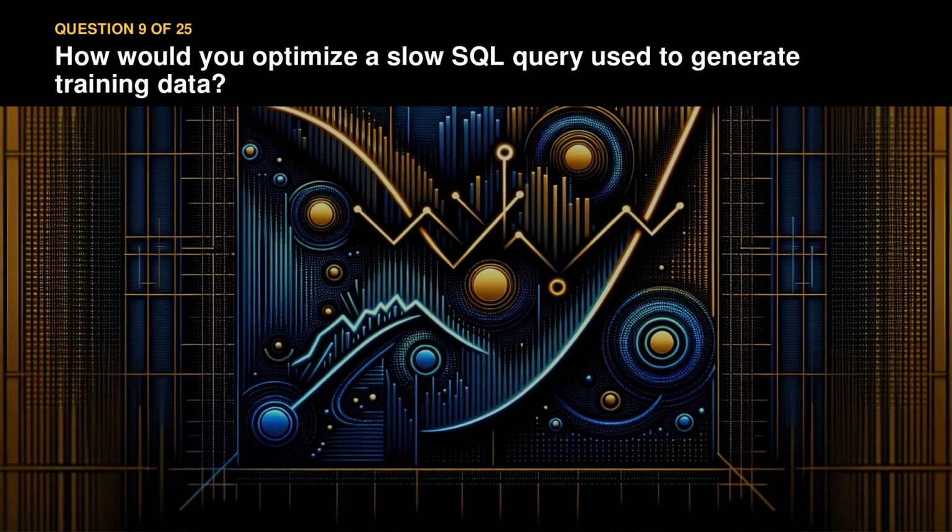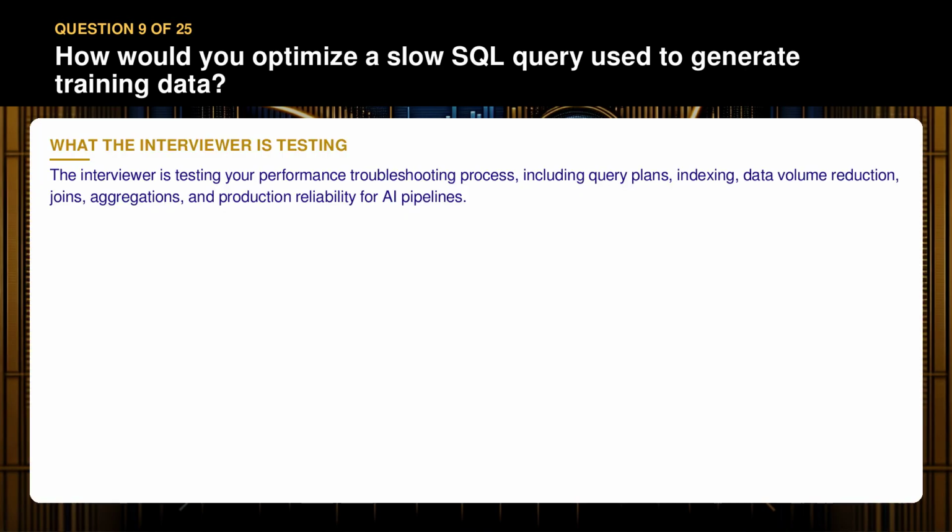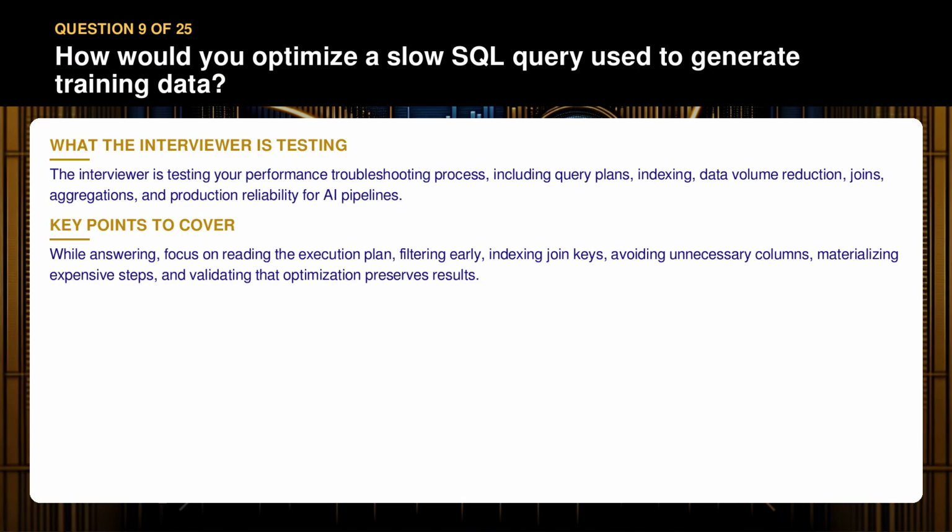Question 9. How would you optimize a slow SQL query used to generate training data? The interviewer is testing your performance troubleshooting process, including query plans, indexing, data volume reduction, joins, aggregations, and production reliability for AI pipelines. While answering, focus on reading the execution plan, filtering early, indexing join keys, avoiding unnecessary columns, materializing expensive steps, and validating that optimization preserves results.